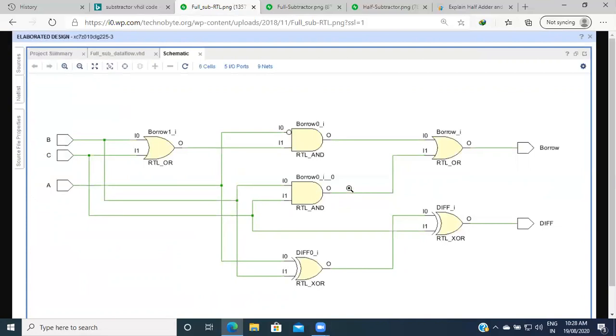Then on the borrow side, we are using not A, multiplied with B plus C, and that part is added, meaning the OR gate is addition, with B dot C. We are adding that part, so we obtain the borrow output.